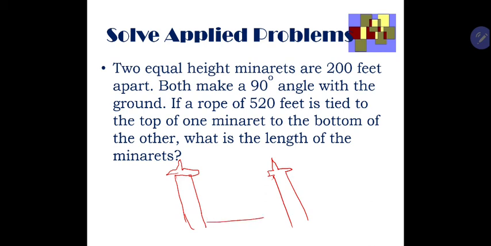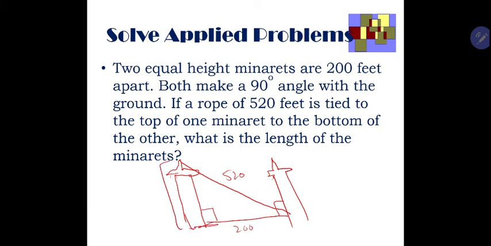These two minarets are 200 feet apart and both make a 90-degree angle with the ground. A rope of 520 feet is tied from the top of one to the bottom of the other. So this is 520 feet. We need to find out the length of the minaret. This is what we need to find out.